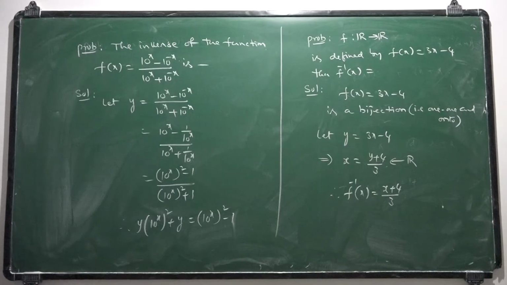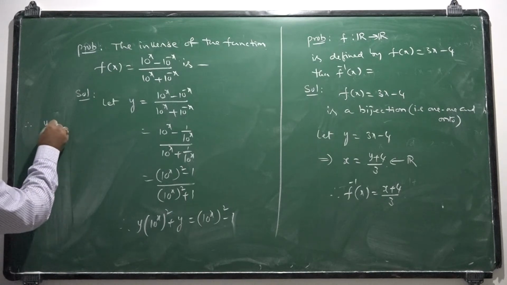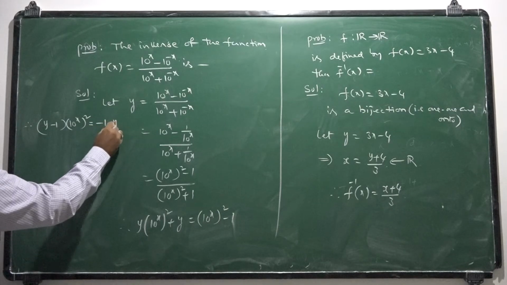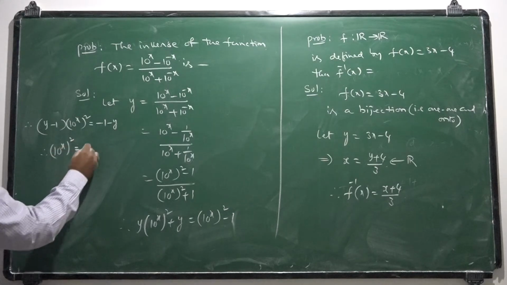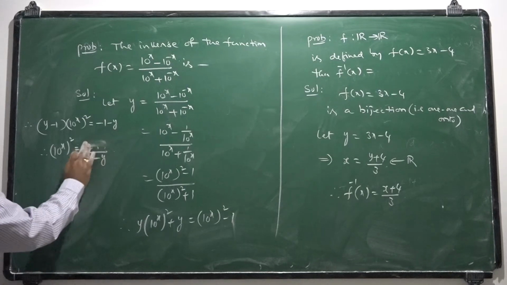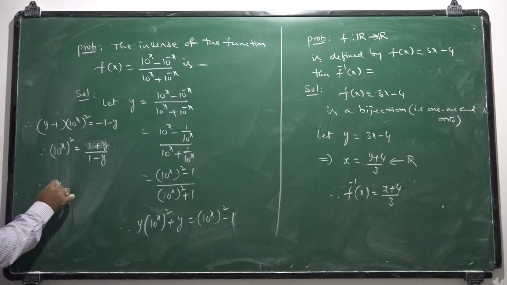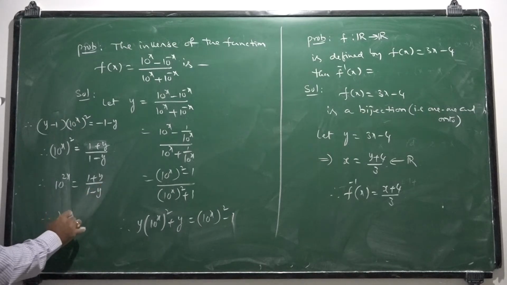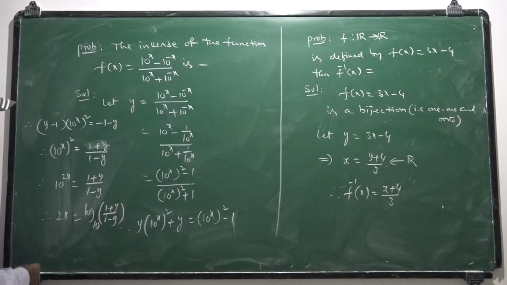Write x in terms of y. To write x in terms of y, collect (10^x) whole square terms. That is, (y minus 1) into (10^x) whole square takes the value minus 1 minus y. So (10^x) whole square takes the value (y plus 1) by (1 minus y), or (1 plus y) by (1 minus y). This is 10^(2x) equal to (1 plus y) by (1 minus y). Hence 2x takes the value, taking logarithm, (1 plus y) by (1 minus y) to the base 10.